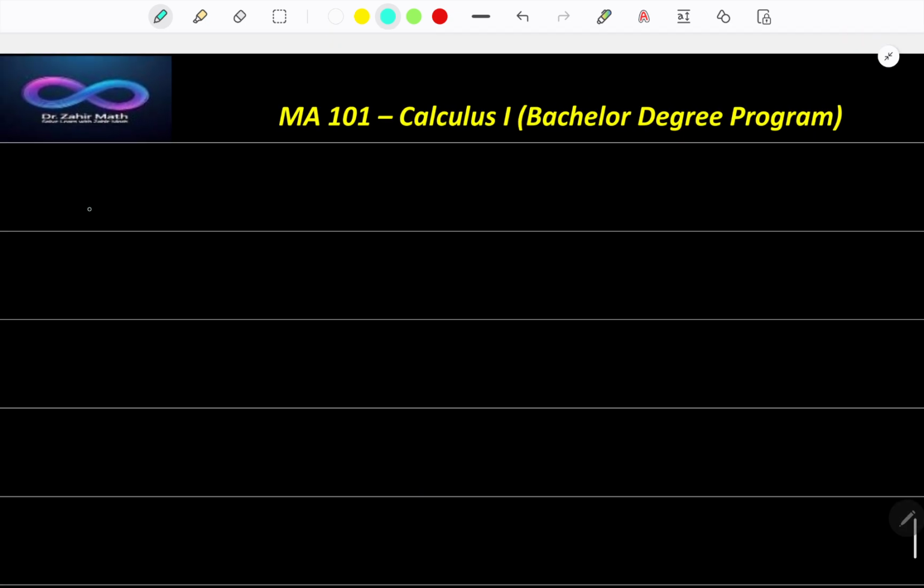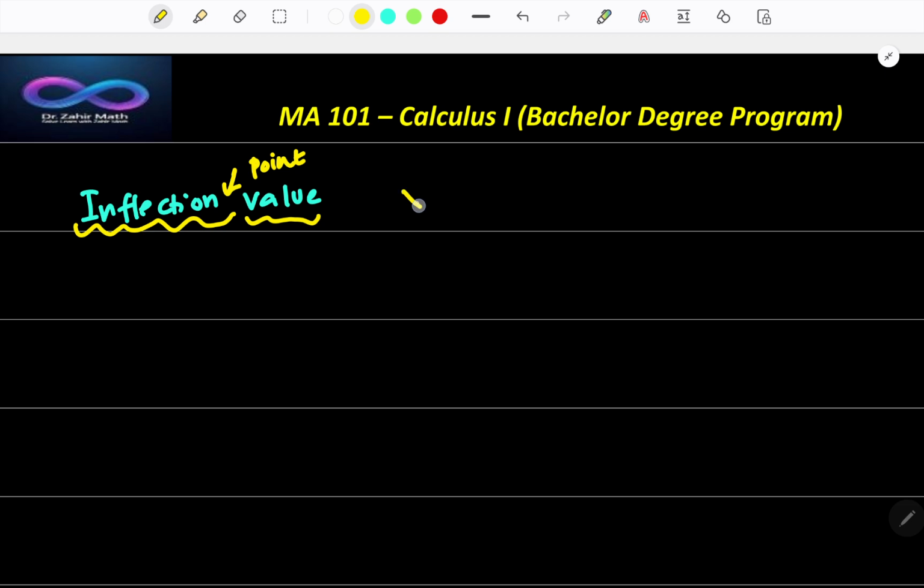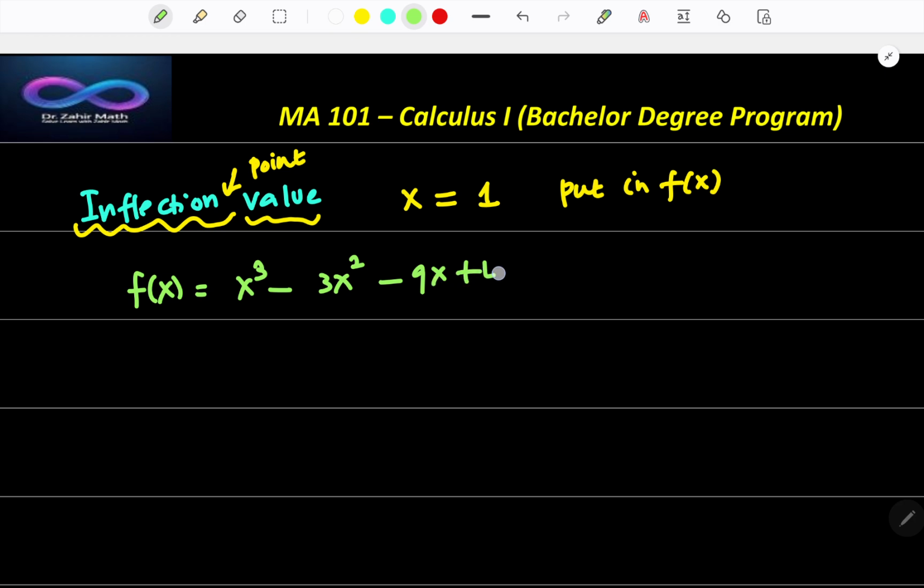And a very important thing is you have to find the inflection value also. Usually they call it the inflection point value, which is the correct word, but simply you can say inflection value, no problem. So what does inflection value mean? What you got, the inflection point, x is equal to 1, you have to put in f of x. So what's your f of x? Your f of x is equal to x cube minus 3x square minus 9x plus 4.